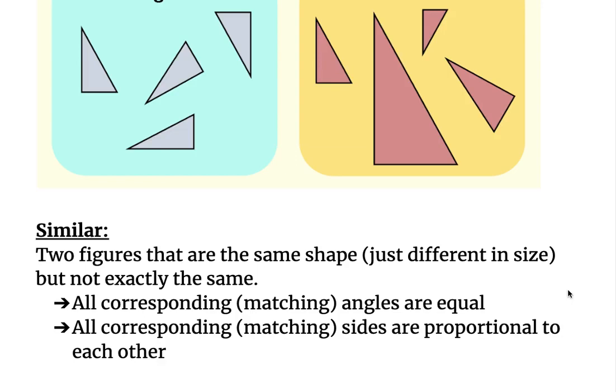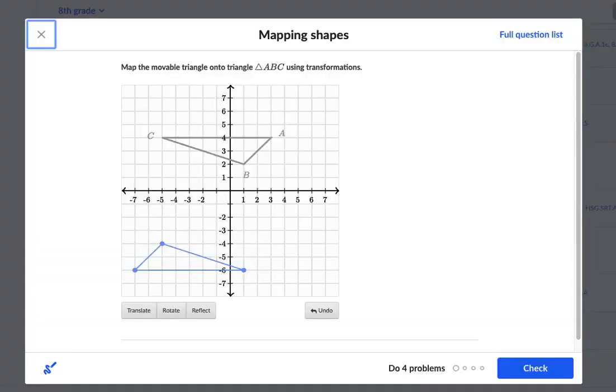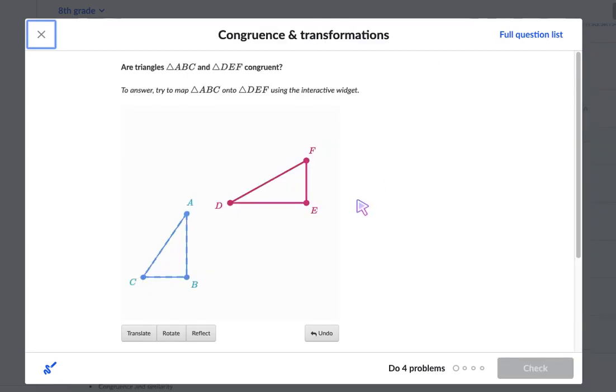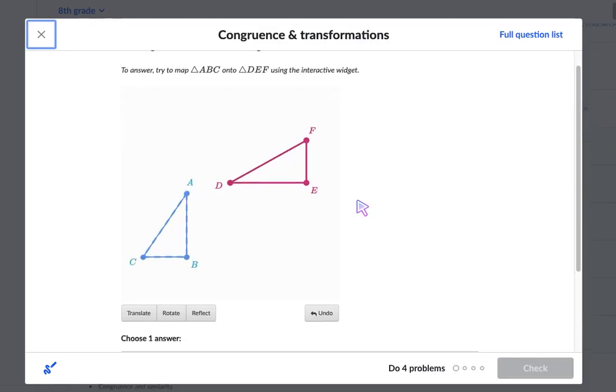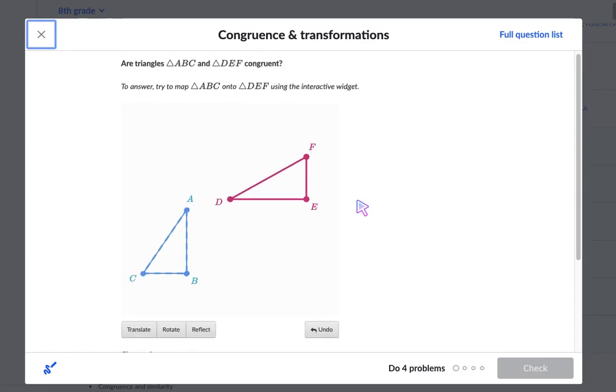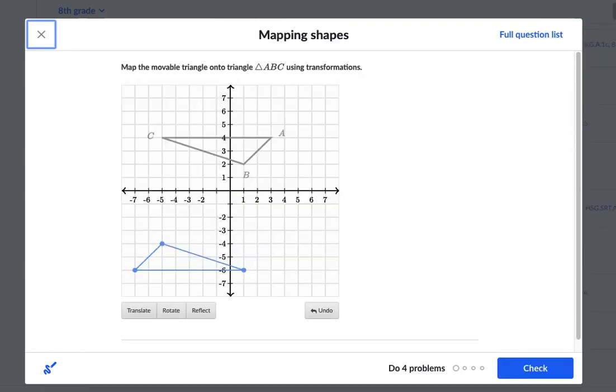Okay? So today we are going to talk about mapping shapes using our rigid transformations, and we're also going to use our rigid transformations to talk further about congruence. So similar is for next time, but just know that rigid transformations, since they create a clone, are going to create congruent shapes. So as close as they can be.